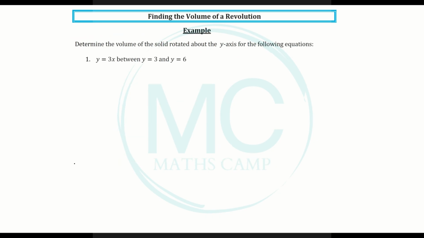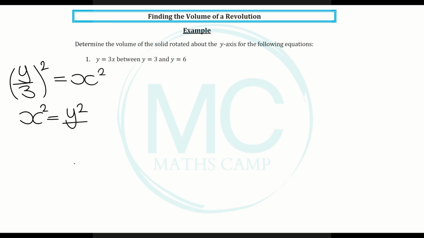Let's look at an example. Determine the volume of the solid rotated about the y-axis for the following equations. Y is equal to 3x between y is equal to 3 and y is equal to 6. We need x to be the subject, so let's divide both sides by 3 and our equation becomes y over 3 is equal to x. We need x squared, so let's square one side, which means we can square the other. Now our equation becomes x squared is equal to y squared over 9.